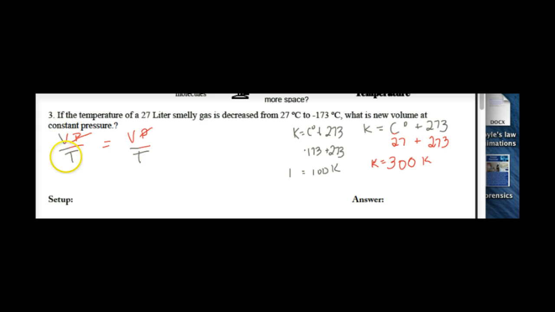So now we're only using the initial or the beginning volume and temperature, and we were given a new temperature. The question is, what will the new volume be? So the initial volume is 27 liters. The initial temperature was 300 degrees Kelvin, and that all equals the new volume, which we don't know what it is, and the new temperature is 100 degrees Kelvin.